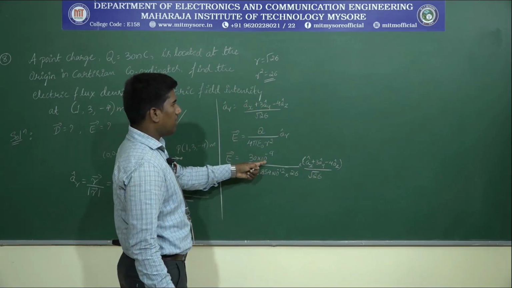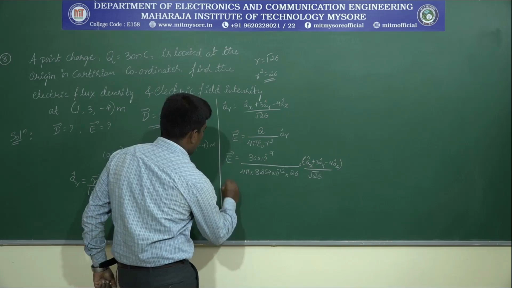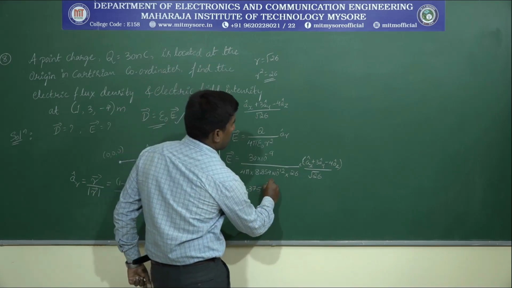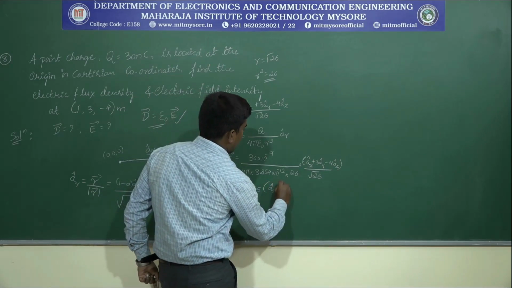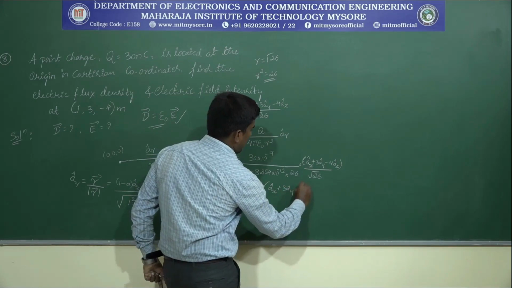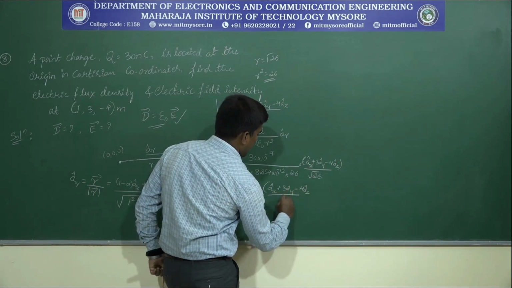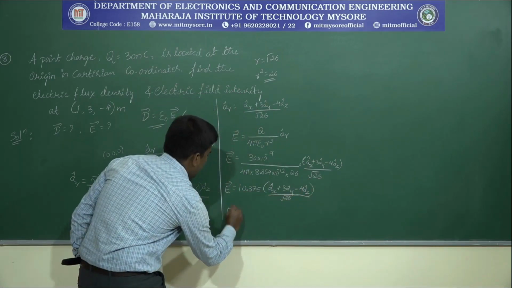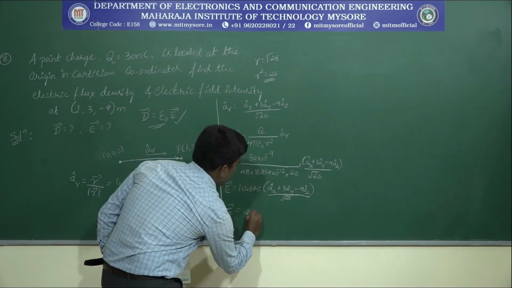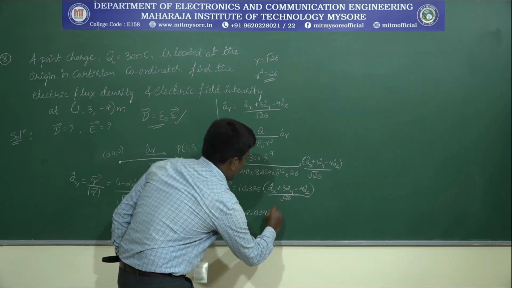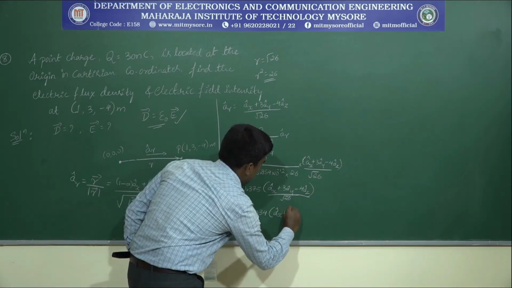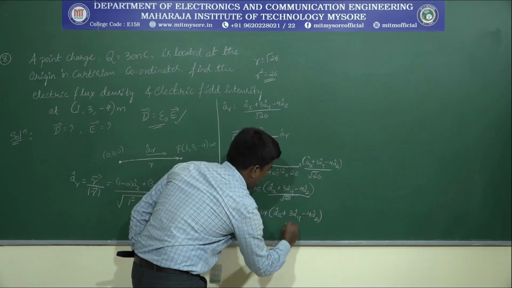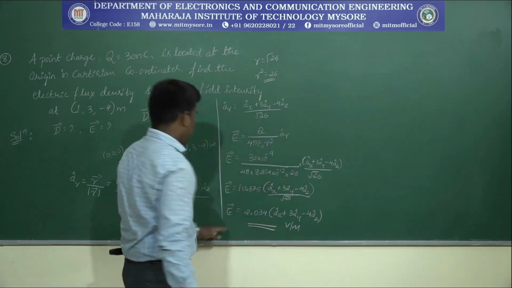If we try to solve this equation, what we are going to get is E is equal to 10.375 into a cap x plus 3 a cap y minus 4 a cap z divided by root 26. If we solve this equation further, then E becomes 2.034 into a cap x plus 3 a cap y minus 4 a cap z volt per meter. This is the expression for E.